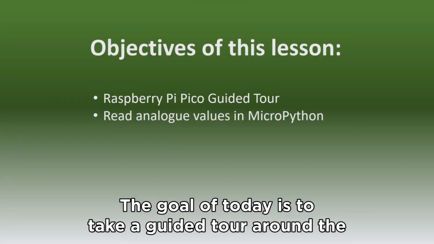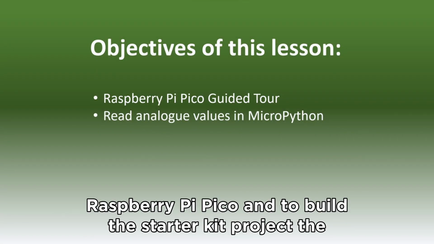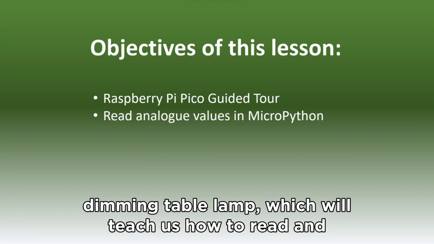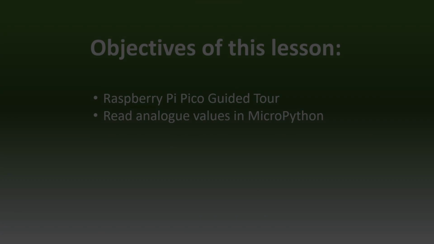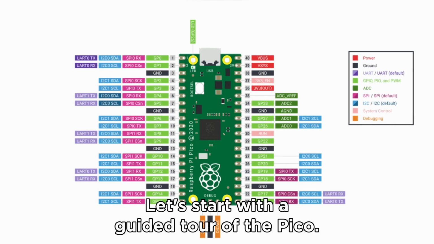The goal of today is to take a guided tour around the Raspberry Pi Pico and to build the starter kit project, the dimming table lamp, which will teach us how to read and interpret analog values in MicroPython. Let's start with a guided tour of the Pico.